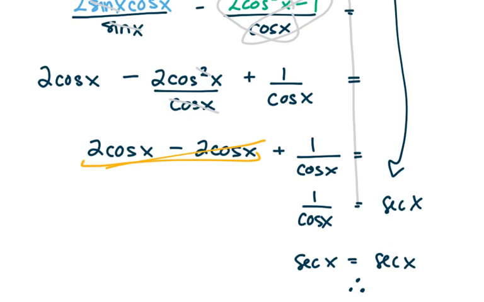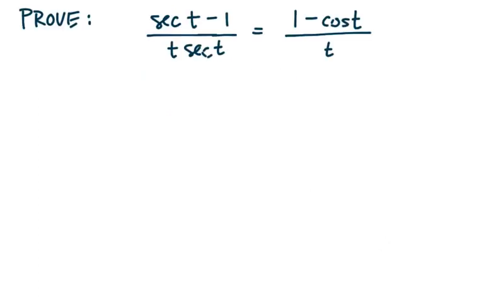Since this was such a short video, I'm going to do a second example in this video. For our second example, we're going to prove this identity to be true. Secant t minus 1 divided by t times secant t. We need to show that that is equal to 1 minus cosine of t divided by t.